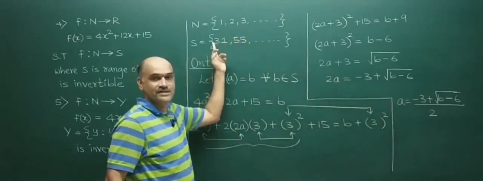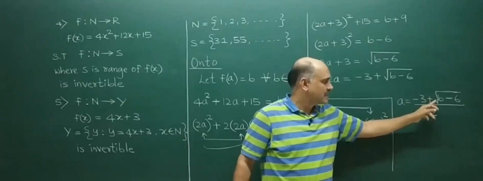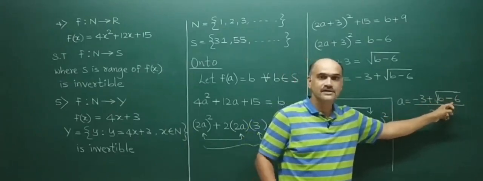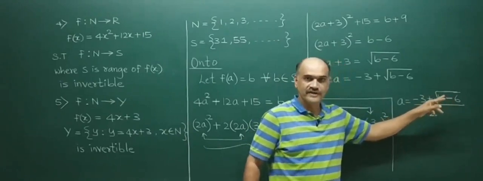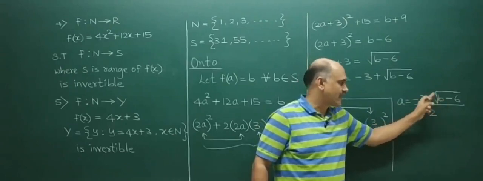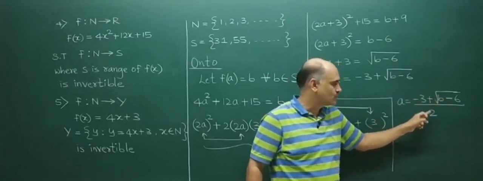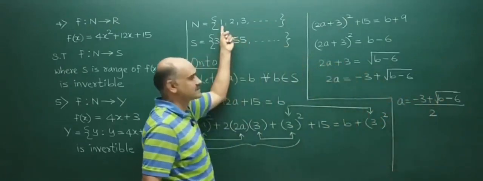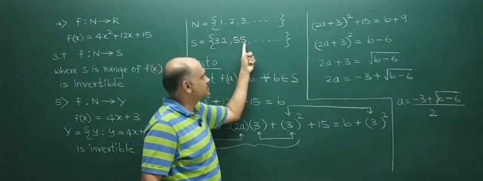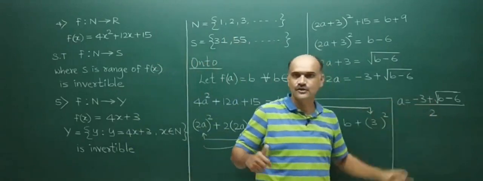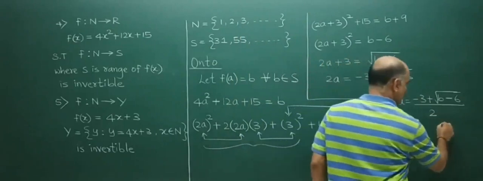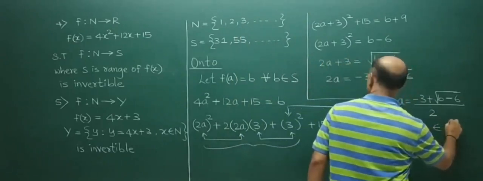So in S, first term is 31. If I substitute, 31 minus 6 is 25. Square root of 25 is 5. 5 minus 3 is 2. 2 by 2 is 1. That is the answer. Similarly, you can check for this. So if you substitute these values as b, you will be getting a is equal to 1, 2, 3, and so on. So you can say this belongs to set N.